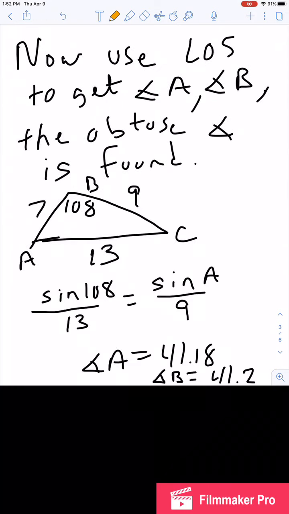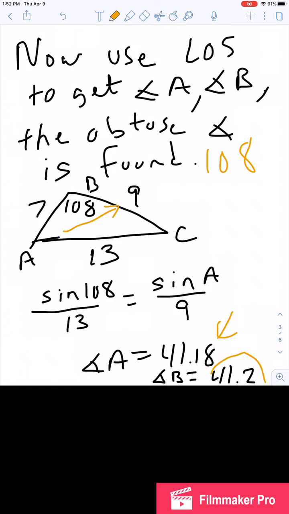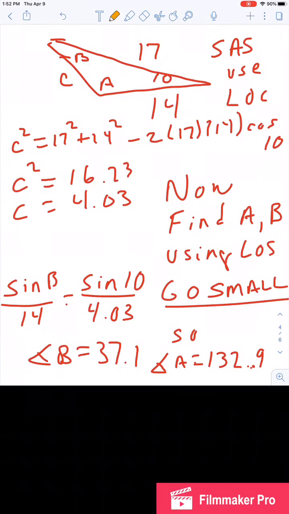Now, if we use law of sines to get the other two angles, it doesn't really matter because the obtuse one's already found. Okay, 108 degrees. So I'll write that in there, 108. Then do law of sines, setting it up: sine 108 over 13 equals sine A over 9. We could have said sine C over 7 if you wanted to as well. Do the work and we get A as being 41.18. Add that to 108, subtract from 180, and we get the 41.2 on the bottom. So we have all three angles found.